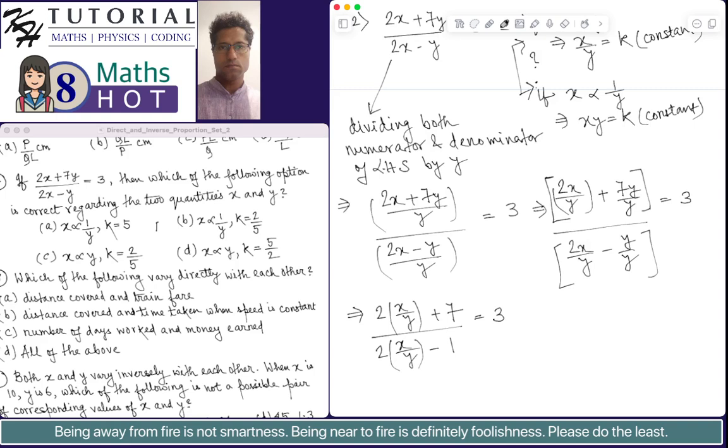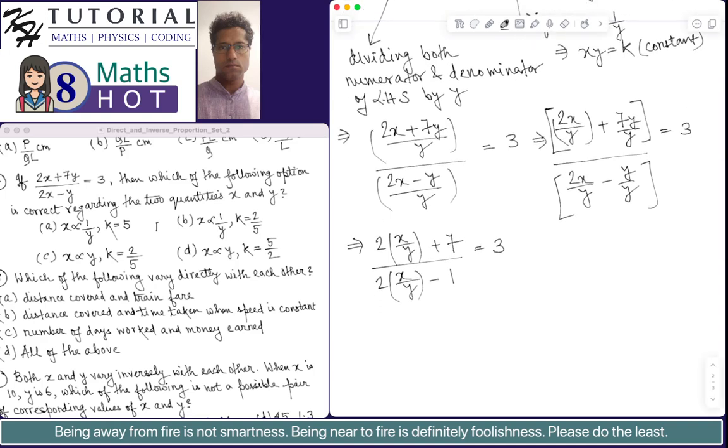Now from here, as you can see, I can find the value of x by y. You can consider the x by y as some another variable z. So let's say, let's not use another variable to make it more complicated. We can solve it like this only. So if we do cross multiplication, we have 2 x by y plus 7 is equal to 3 multiplied by twice of x by y minus 1.